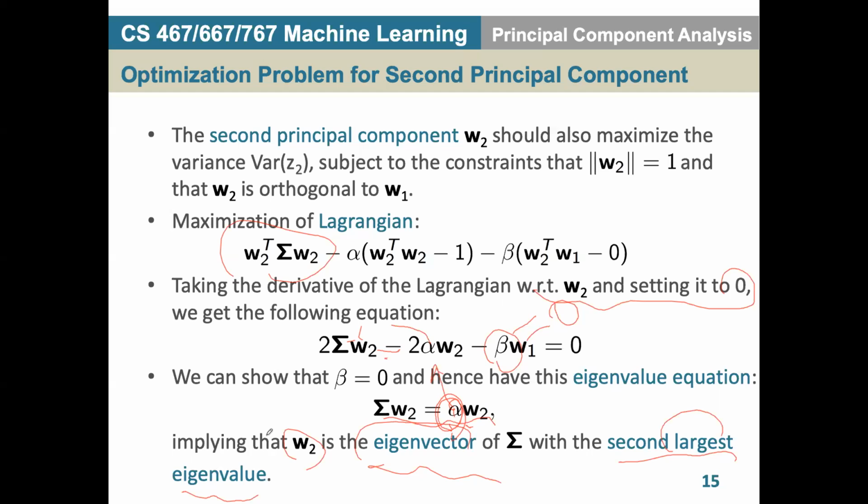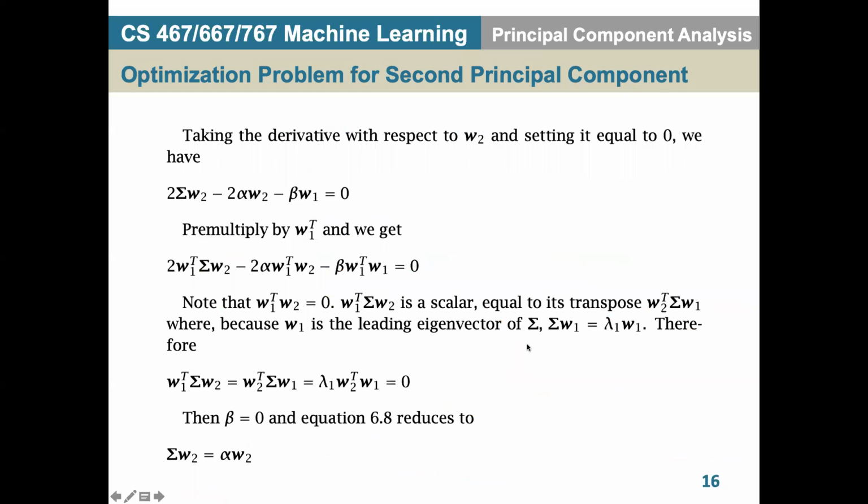So now, why is beta 0? This is what we got previously after taking the derivative. We can multiply W1 transpose on the left-hand side. This will give us this, and this, and this. Just times W1 transpose. What we have here is W1 and W2, which we require to be orthogonal. So this term is gone. It's 0. This term is gone.